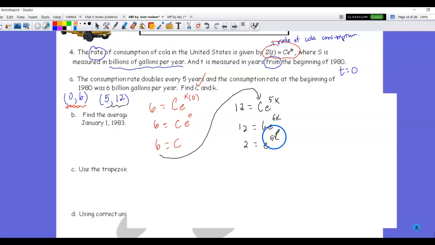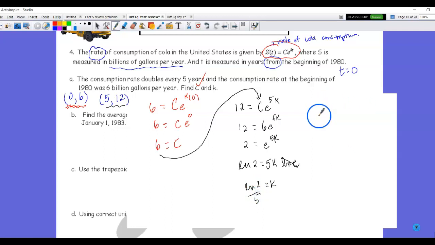All right, let's call on our best Algebra 2 skills. I'm going to take the ln of both sides in order to bring down my power. That will give me 5K times the ln of E. Using log properties, we know that ln and E are inverse operations, so they undo each other. So K, dividing both sides by 5, is equal to ln of 2 over 5.